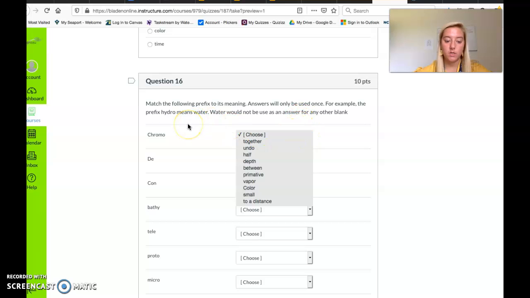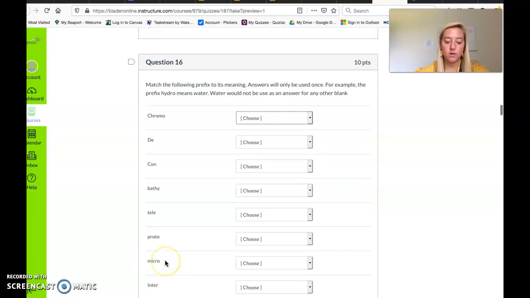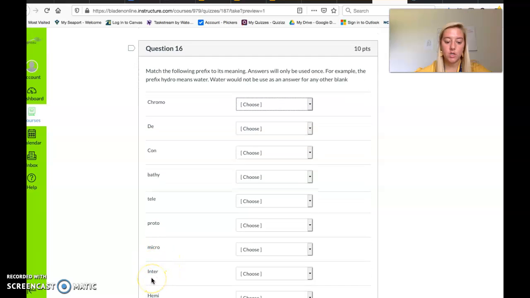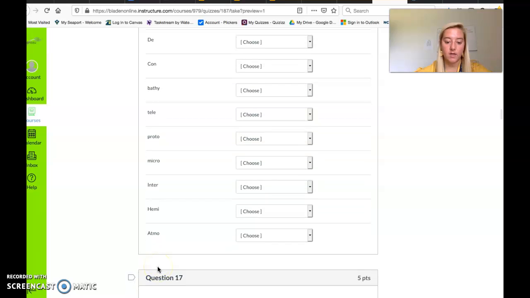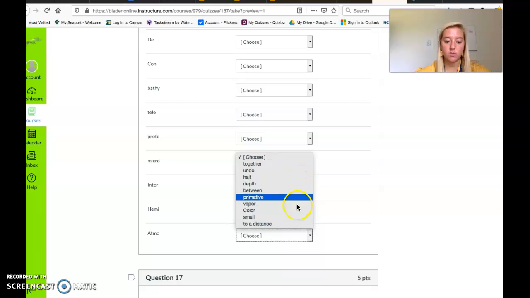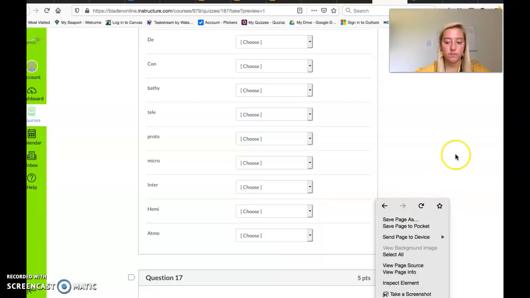Your options are together, undo, half, depth, between, primitive, vapor, color, small, to a distance. And you will choose one of those to define chromo, de, con, bathy, tele, proto, micro, inter, hemi, and atmo. So you're going to go through and choose for each of those. Like I said, each of them will be used once, and only once.